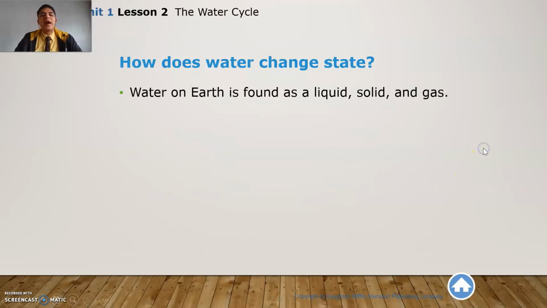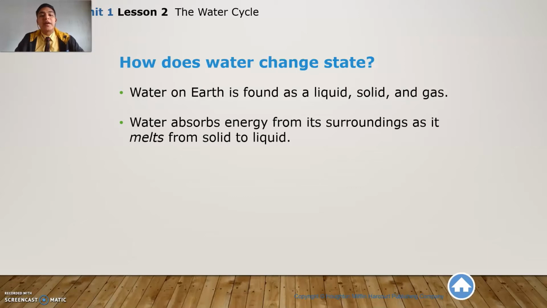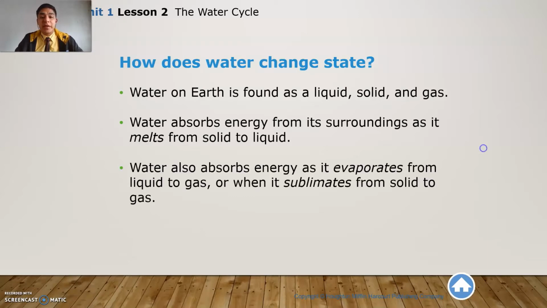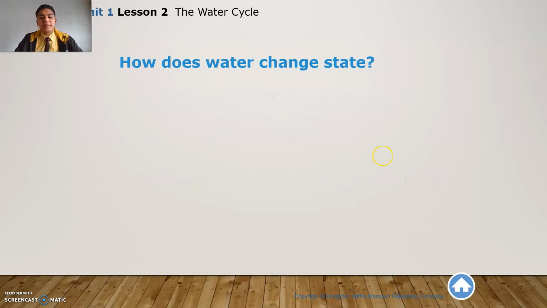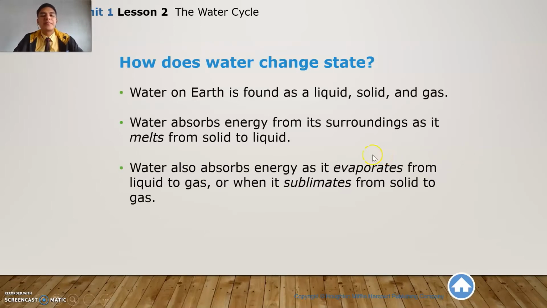All right, let's continue. So how does water change state? So water on Earth is found as liquid, solid, and gas. Water absorbs energy from its surroundings as it melts from solid to liquid. Water also absorbs energy as it evaporates from liquid to gas or when it sublimates from solid to gas. Let me just go back here. There you go.